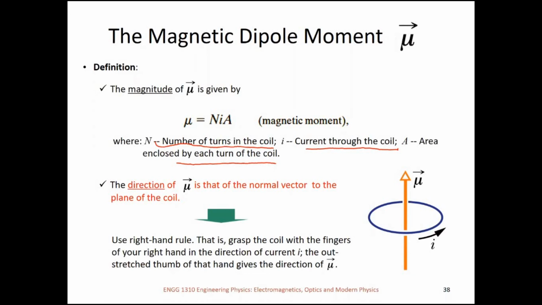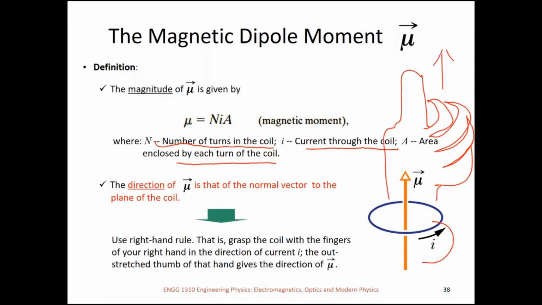So we can utilize the right-hand rule to define mu's direction. If you use the four fingers of your right hand to grab the coil, indicating the direction of the current, then your thumb points in mu's direction. That defines the magnetic dipole moment mu.